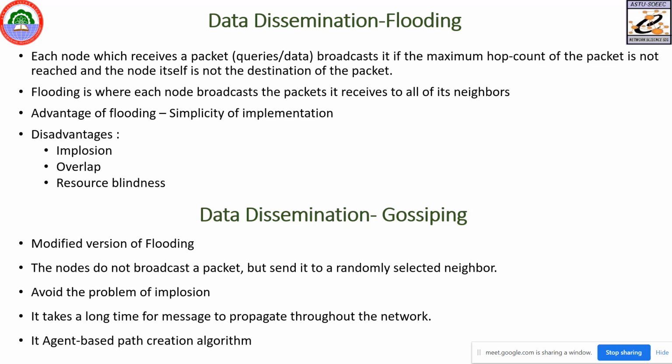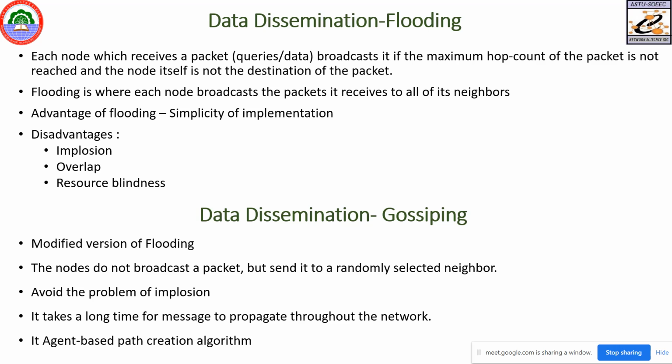But in gossiping, instead of flooding to all the neighbors, it will broadcast to some particular node which is randomly chosen by that particular neighboring node. So instead of sending to all the nodes, it will choose one node or some set of nodes, and this information will be broadcast to those nodes. Instead of sending to all the neighbors, only limited neighbors are going to receive that particular request in the form of gossiping.